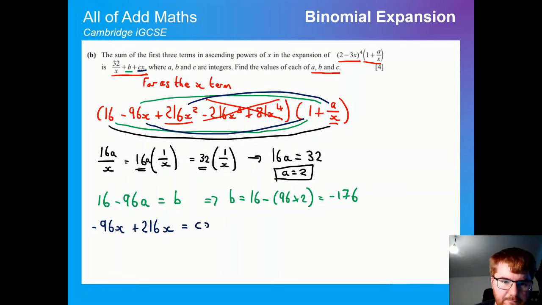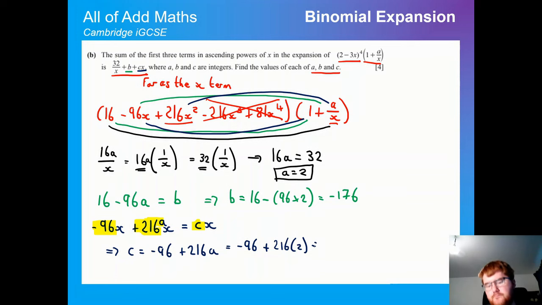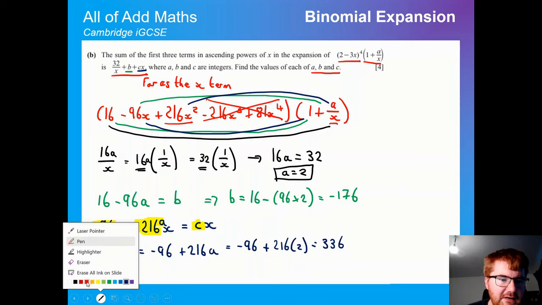And that needs to be equal to cx. And like we did in the previous question here, that means this part and this part need to be equal to, we've got an a as well. I knew there was something I forgot there, so we've also got an a as well, 216a, and that has to equal that. Therefore, c is equal to minus 96 plus 216a. We know what a is from the previous question, so minus 96 plus 216 lots of 2. Pop this into our calculator, minus 96 plus 216 times 2. I'm getting the answer of 336.